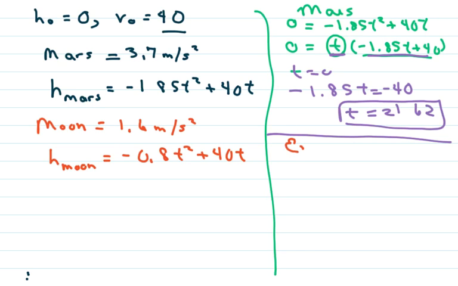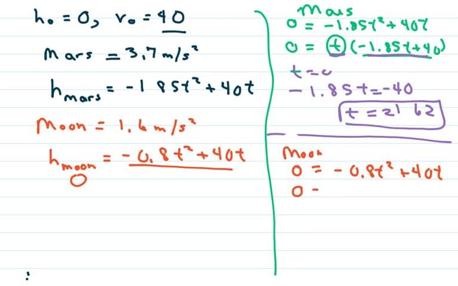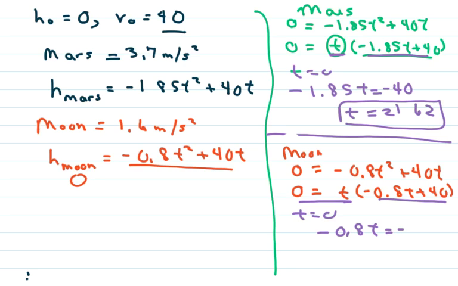Now for the moon. I'm just writing my equation. We're setting this to 0 equals negative 0.8t squared plus 40t. Factor out a t: t times negative 0.8t plus 40. We set each piece to 0, so t equals 0. And then negative 0.8t plus 40 equals 0, so negative 0.8t equals negative 40. So t equals 50.